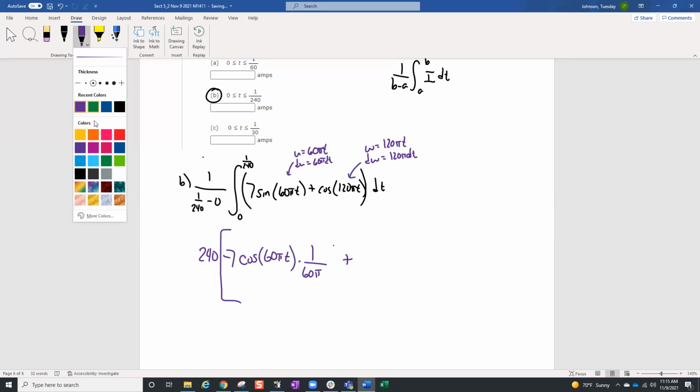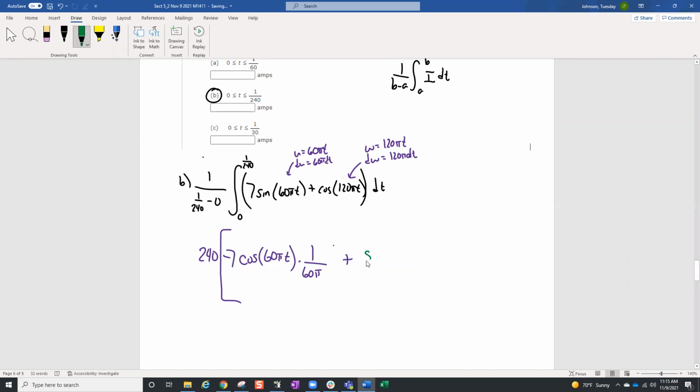I'm going to change colors just in case we need to ask about these 2 different things. I'm going to make them blue and orange. Let's go dark green. All right. The antiderivative of cosine is positive sine of W. But we didn't have that 120 pi to hang out with our dt, so we have to make sure that we offset by that as well.